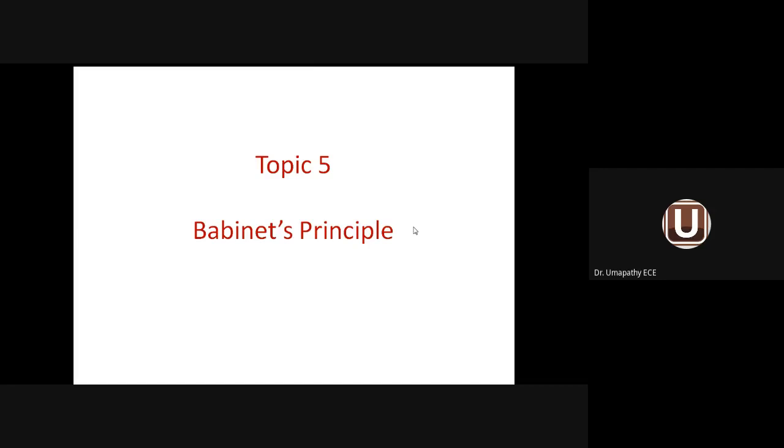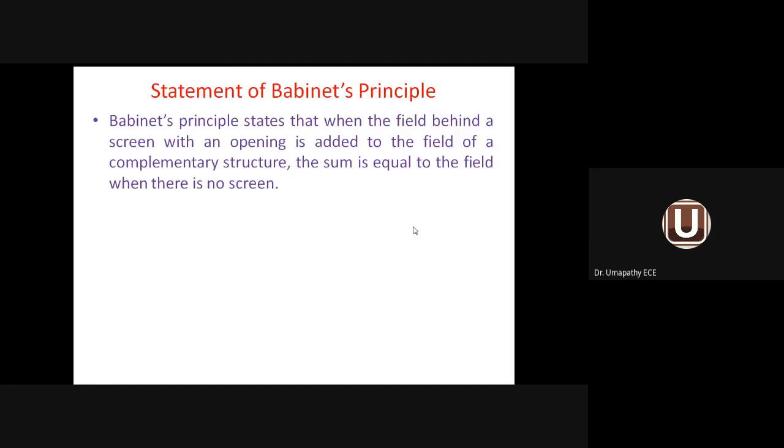The next one is Babinet principle. So we are coming across the second principle so far. The first principle is Huygens principle or field equivalence principle. The second one is Babinet principle. Let us see the statement of Babinet principle. The statement says that when the field behind a screen with an opening is added to the field of a complementary structure, the sum will be equal to the field when there is no screen.